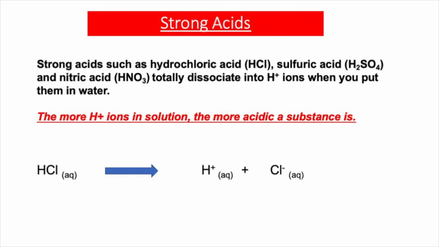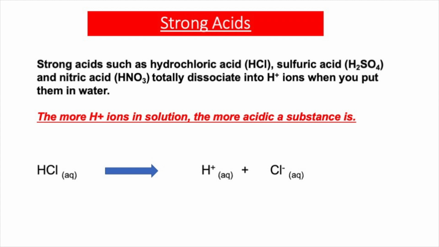So the first thing we're going to look at in this video is the definition of a strong acid. Now a strong acid is a substance that totally splits up into H+ ions when placed in water. So if we look at the equation here, we have hydrochloric acid, HCl, and you can see that I've drawn a single arrow to show that it totally splits up into H+ ions and Cl- ions when in water.